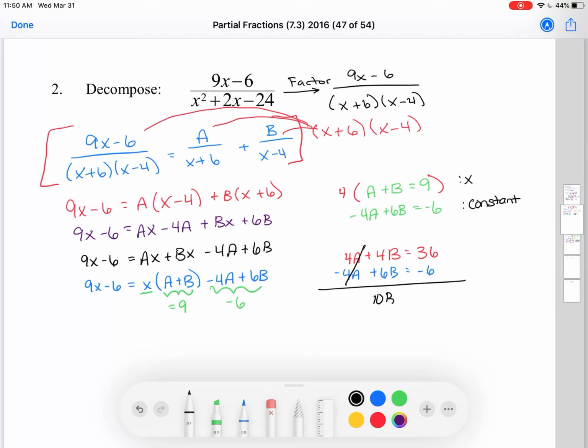My a's will cancel, leaving me with 10b. It's going to equal 30. Divide both sides by 10, and I now know that my b is 3. So that's locked in. In my partial fraction, my b is going to be 3. Going back to my original equations here when I was working with x and my constant, I can plug in a 3 for b. I'm going to choose that x function and solve for a. So I know a is 6.